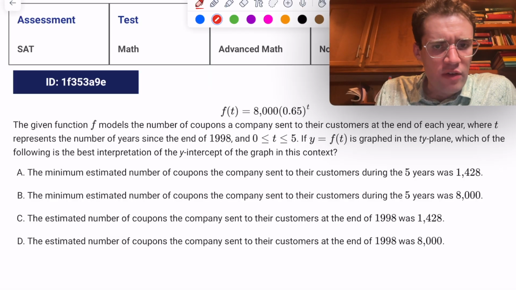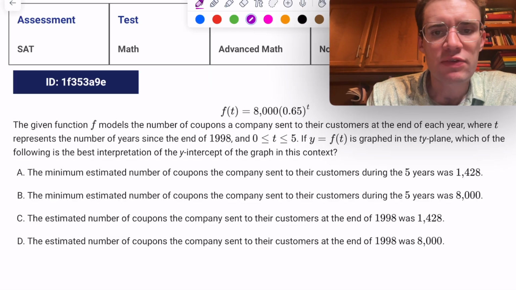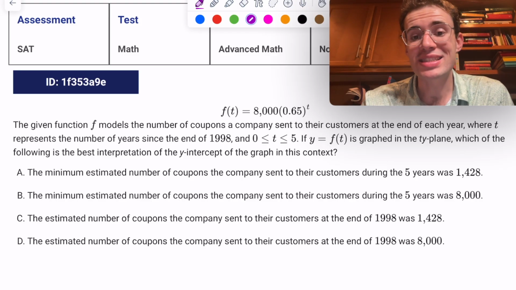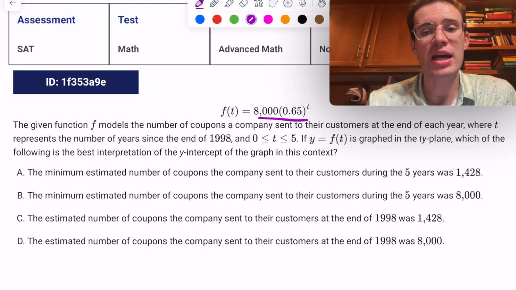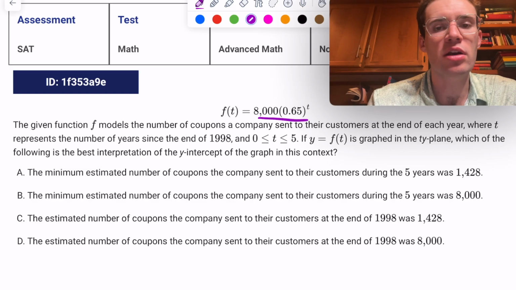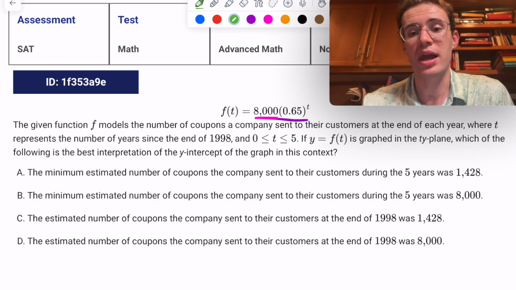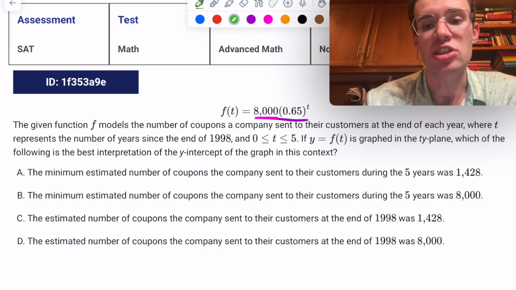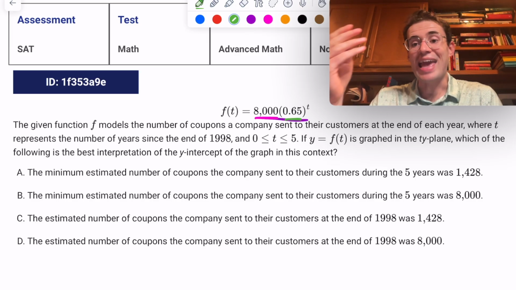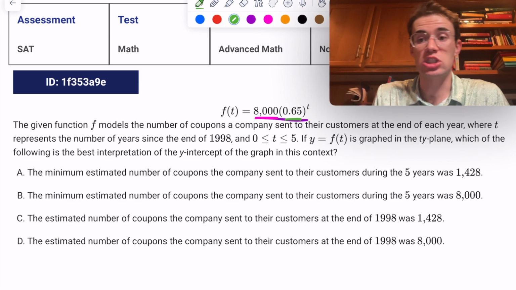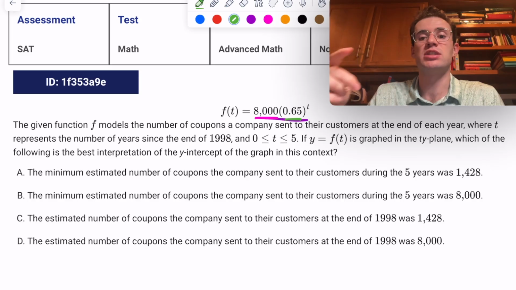All right, we have f of t, this function f, is equal to 8,000 times the quantity 0.65 raised to the t power. So we have an exponential function. Our principal value, the value at the start, is 8,000. Our decay factor, what you're multiplying by each time t goes up by 1, is 0.65. So it's decaying 35%. It's going down 35%, from 100% to 65%, each time t goes up by 1.